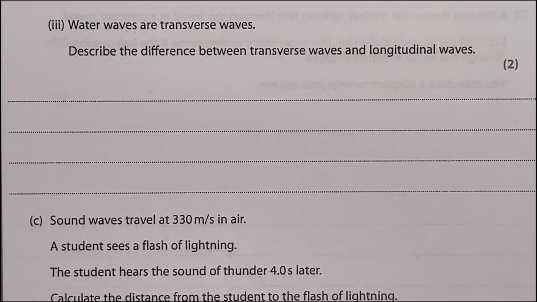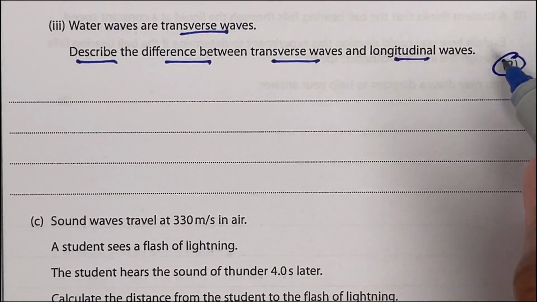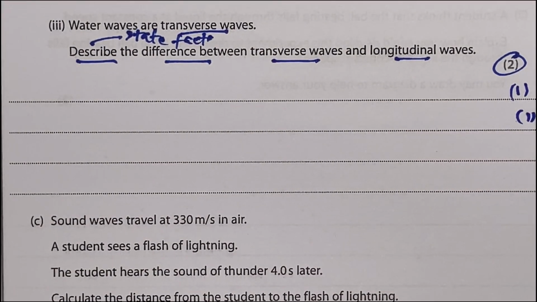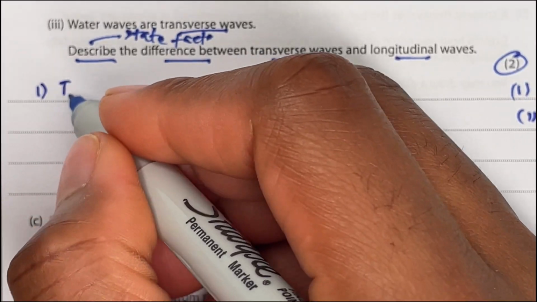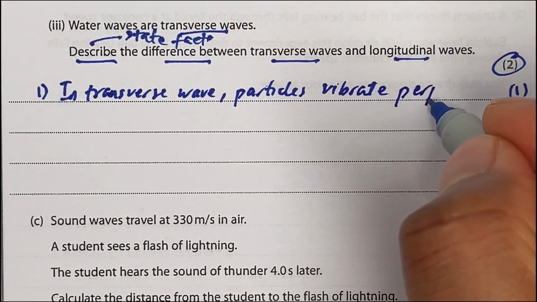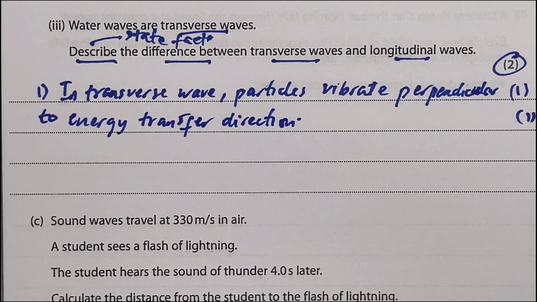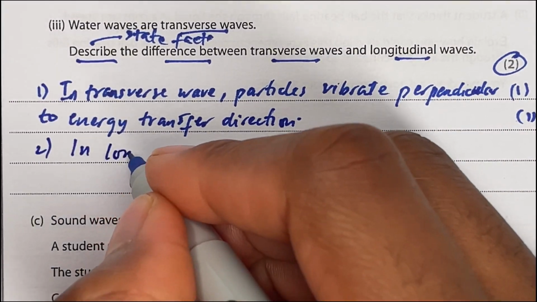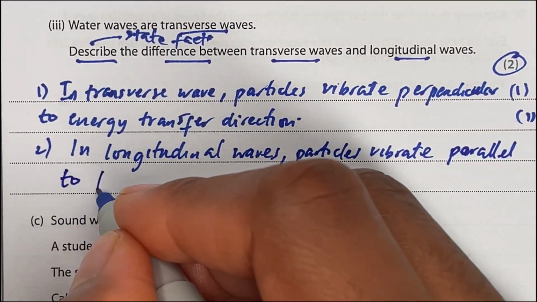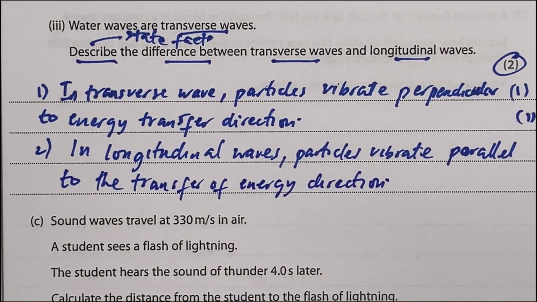Water waves are transverse waves. Describe the difference between transverse wave and longitudinal wave for 2 marks. I need to state facts. I need to state 2 facts for 2 marks. My first point: in a transverse wave, particles vibrate perpendicular to the energy transfer direction. In a longitudinal wave, particles vibrate parallel to the transfer of energy direction. So that's my 2 marks.